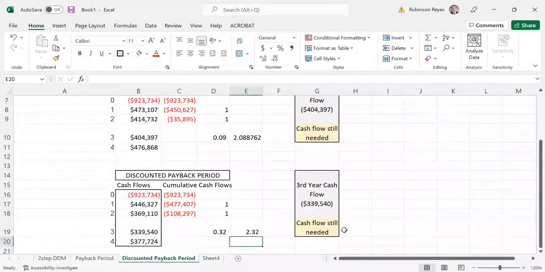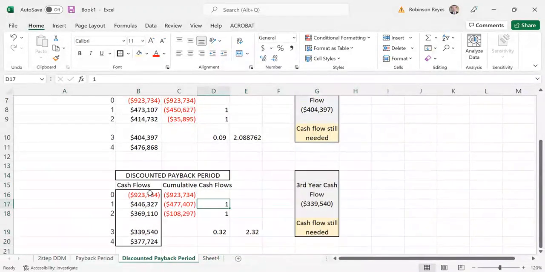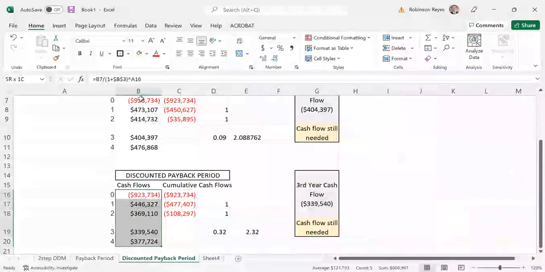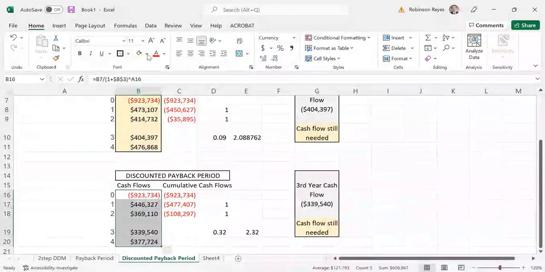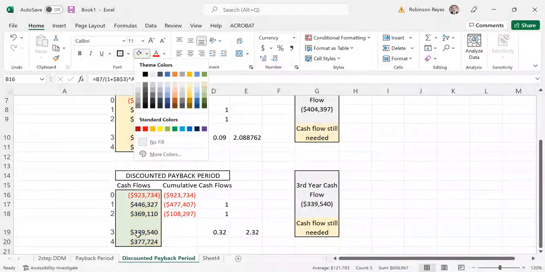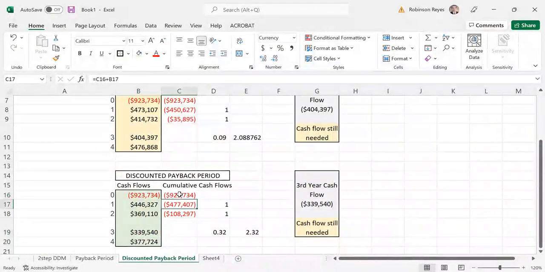But okay, focusing on this, we just solve the discounted payback period in the same way we solve the payback period. But before we do anything, we convert all of these values to their present value. And once we have converted them to the present value, then we repeat the same steps and we solve it.